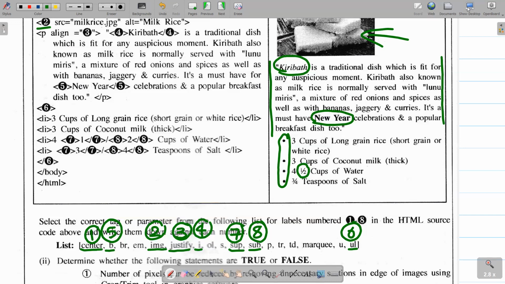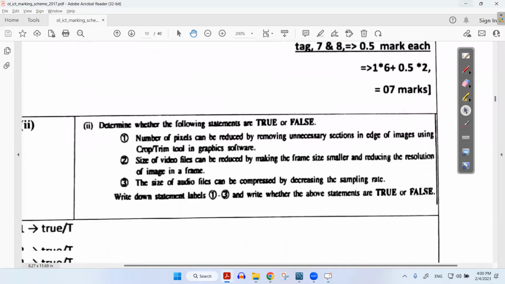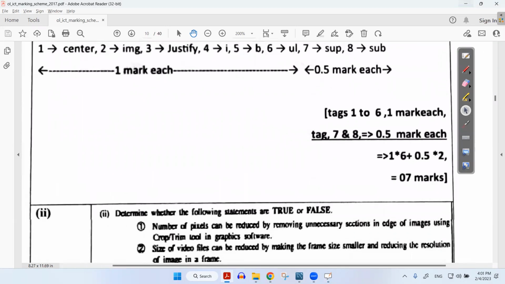Right. So the answers, I'm going with the marking scheme. Where is the marking? Oh, it goes like this. First one center, second one image, third one justify, fourth one I, fifth one B, sixth one UL, seventh one SUP, and eighth one SUB. So from 1 to 6, 1 mark each, and 7 and 8, it's 0.5 each. So altogether it's 7 marks.